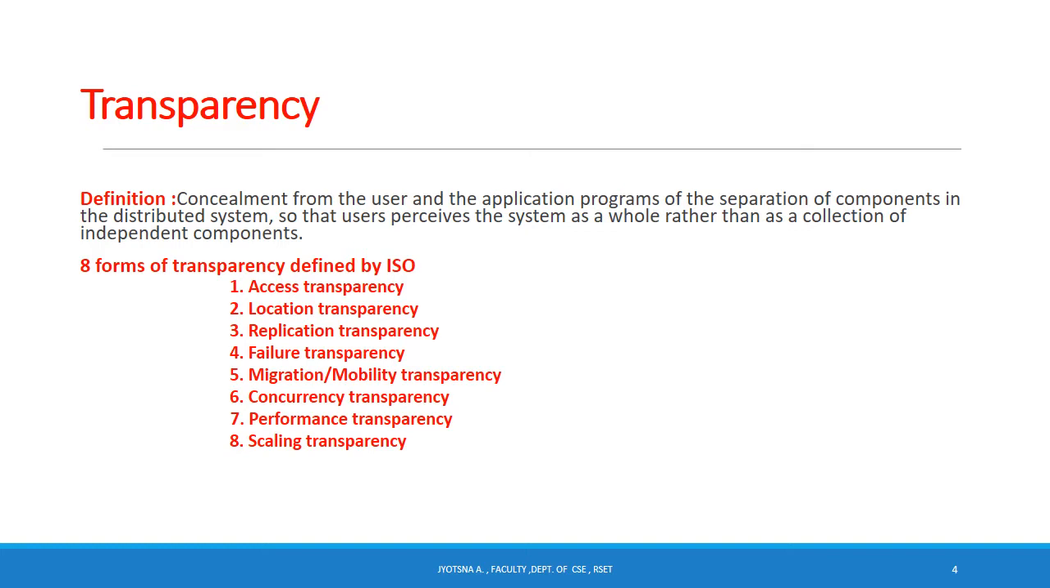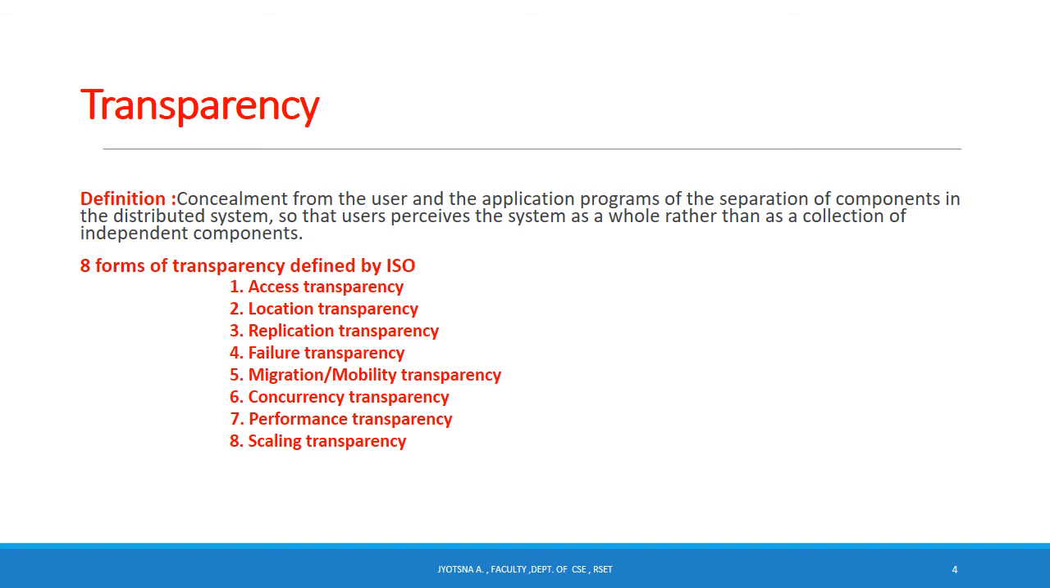Transparency is concealment from the user and the application programs of the separation of components in the distributed system, so that users perceive the system as a whole rather than as a collection of independent components. You know the definition of a distributed system, right? The distributed system should appear to its users as a single coherent system. The question here is how to achieve this single system image.